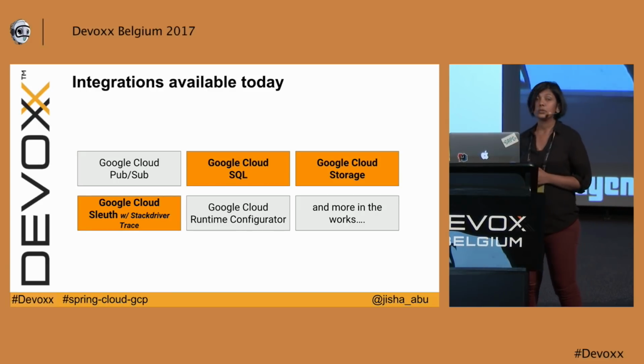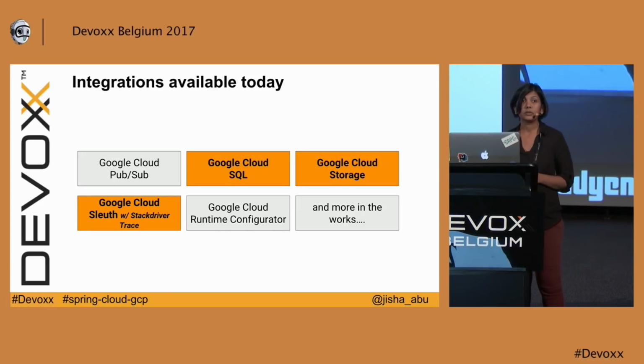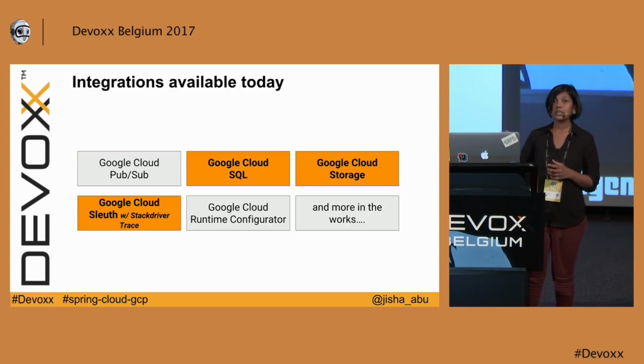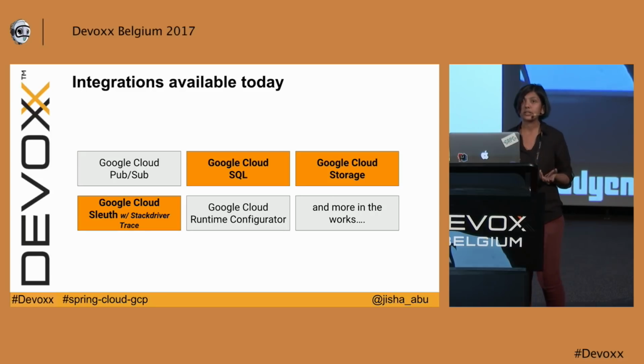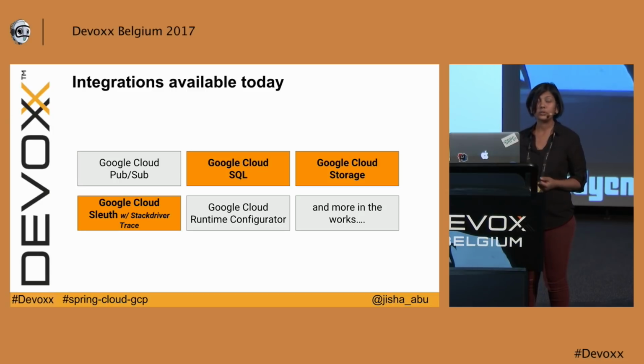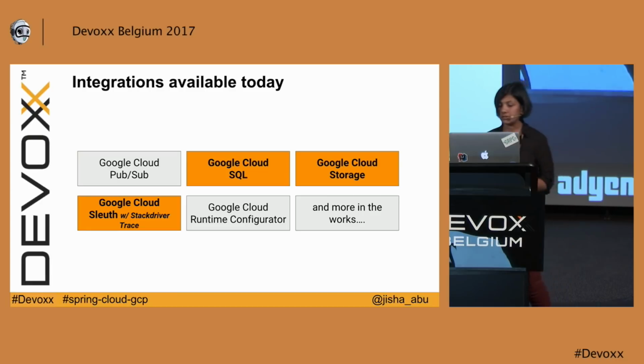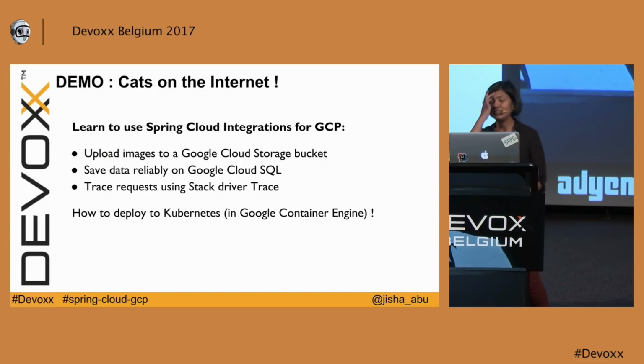The other one is Google Cloud Runtime Configurator. It's managed configuration for your applications. The Runtime Configurator is a managed configuration server, so again, you don't have to run your own configuration server. You can just leverage that, and you have dynamic configuration in your applications. And definitely, more is in the works. Again, it's open source work, so we welcome committers as well.